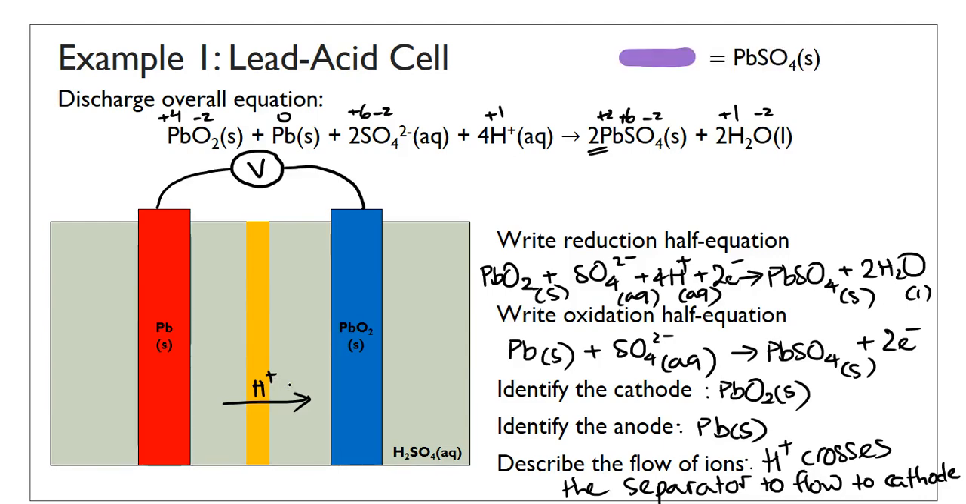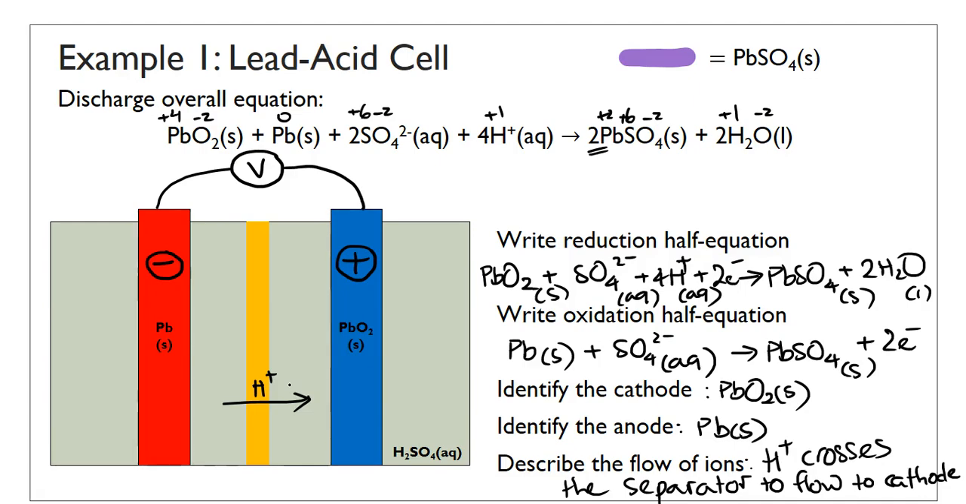Well, good. Let's talk about what actually happens to this cell. I think I'm supposed to do one more thing. Yeah, so polarities of electrodes: positive cathode, negative anode. This is discharge, not electrolysis. So the cathode is positive, the anode's negative.